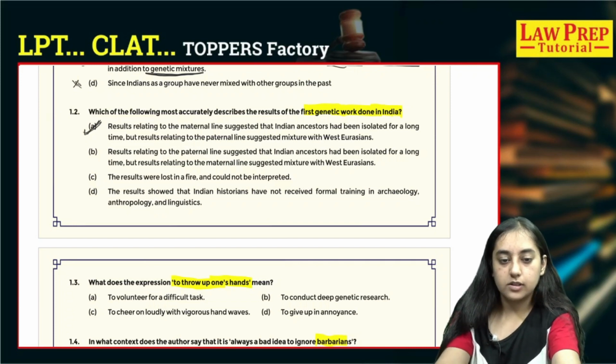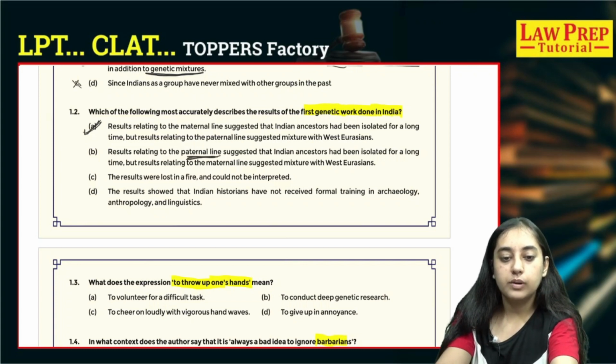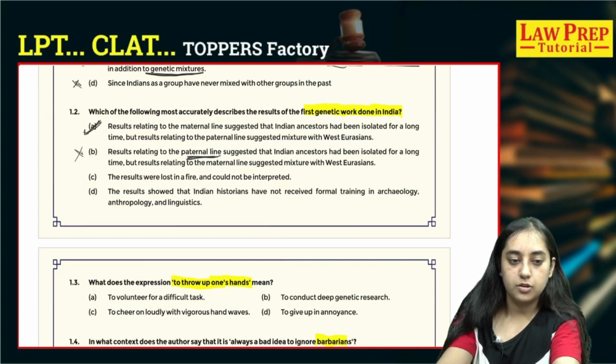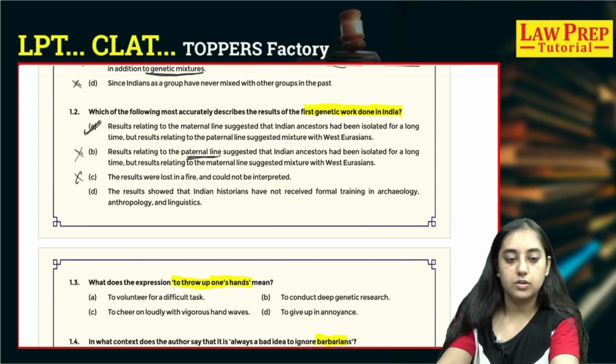Paternal line pe they had been isolated. Okay, so in the first half only it is incorrect, because on the maternal line they were isolated and not on the paternal lines. So option B is incorrect. Option C, the results were lost in a fire. There is no mention of results being lost in a fire, so option C is also incorrect.